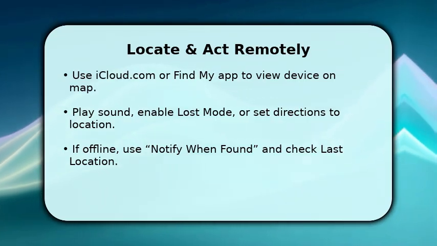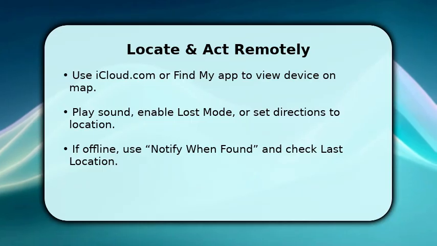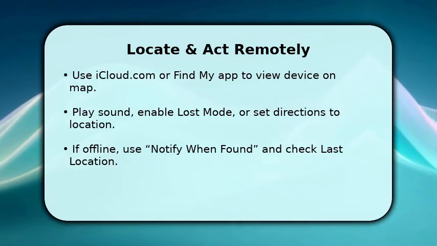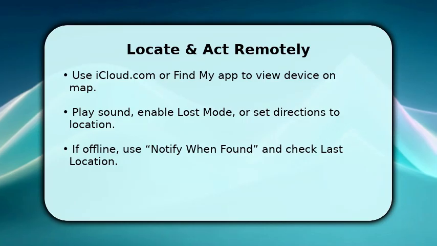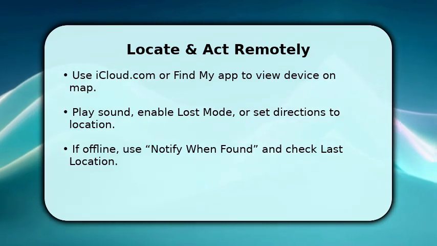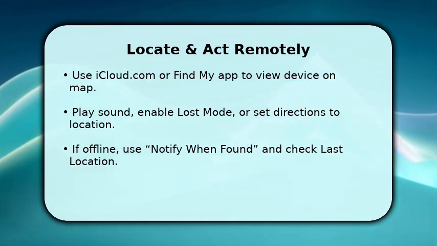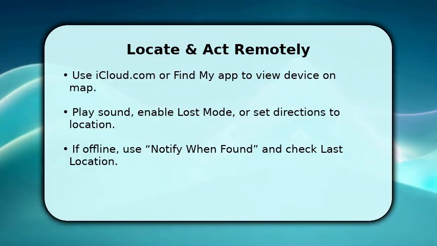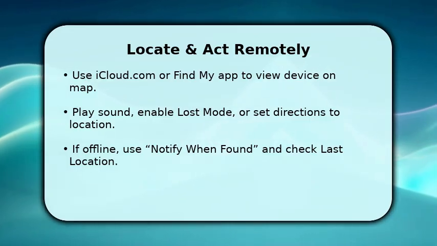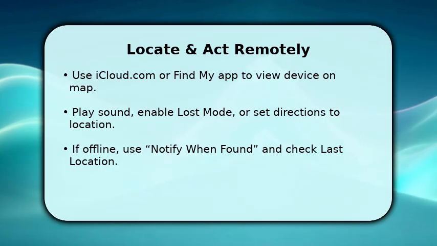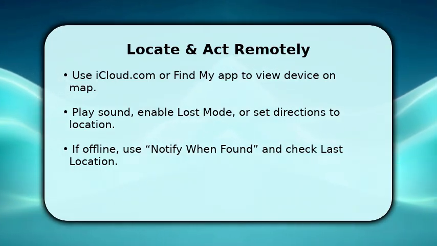From there, choose Play Sound to locate it nearby, or enable Lost Mode to lock and display a message with contact info. This prevents access and helps recovery. If you need to go get it, tap directions to route there. If the device is offline, make sure Notify when found is enabled, and note the last location timestamp so you know when it was last seen.